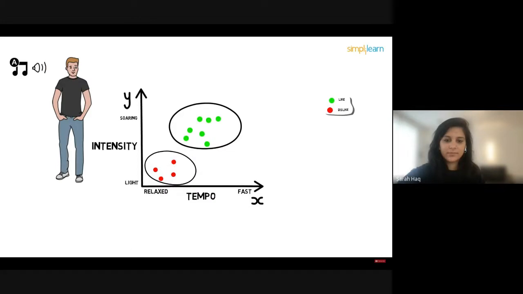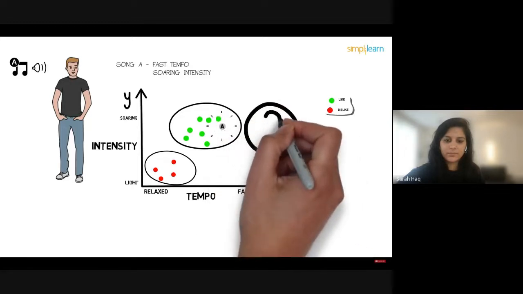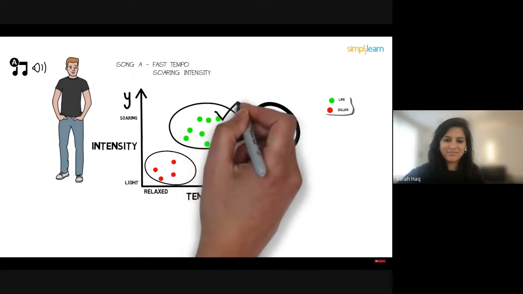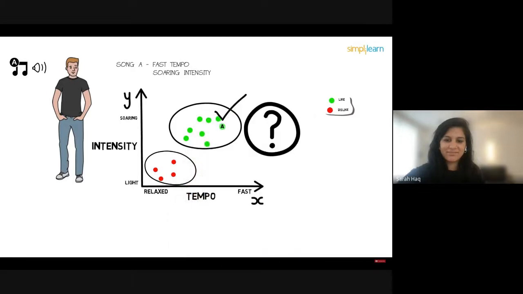Let's say Paul listens to a new song. Let's name it as Song A. Song A has fast tempo and a soaring intensity, so it lies somewhere here. Looking at the data, can you guess whether Paul will like the song or not? Correct. So Paul likes this song. By looking at Paul's past choices, we were able to classify the unknown song very easily, right?